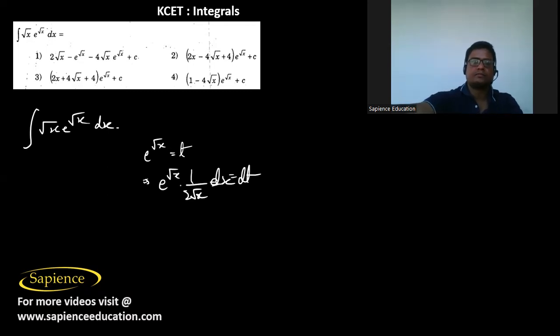So here we have to take root x equal to t actually. So if you take root x equal to t, then you can tell 1 by 2 root x dx is equal to dt.